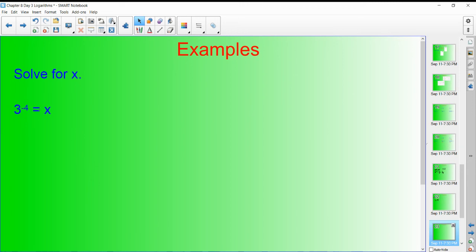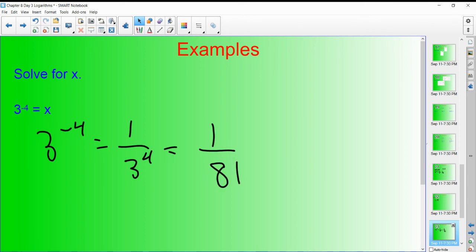Next one. This one's just evaluate. 3 to the negative fourth is 1 over 3 to the fourth, and 3 to the fourth is 81. And that's what x is. Once again, did not use logarithms. There's going to be very specific cases when we have to use them. This is, once again, not one of them.